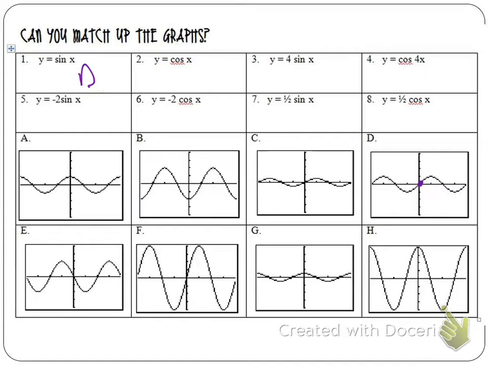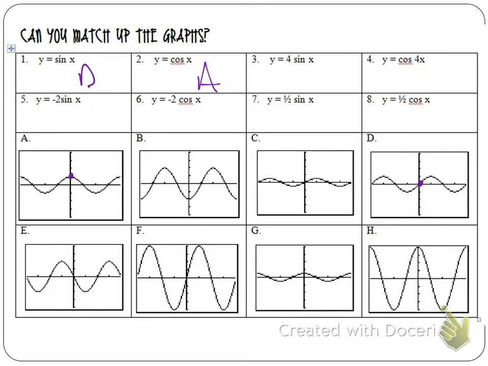So cosine of x, we're looking for a graph that starts at 1, then goes down to -1 and comes back up. That graph looks to be, where is it? There it is. A. Starts at 1, then dips down and comes back up.